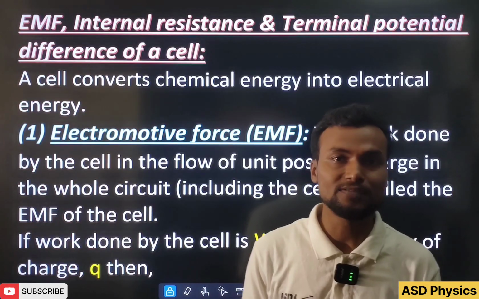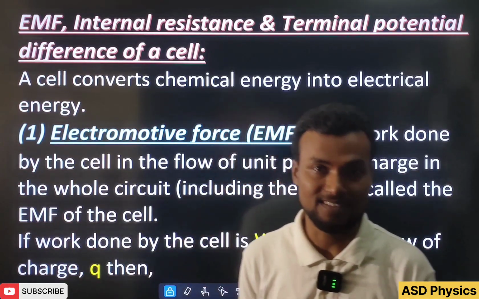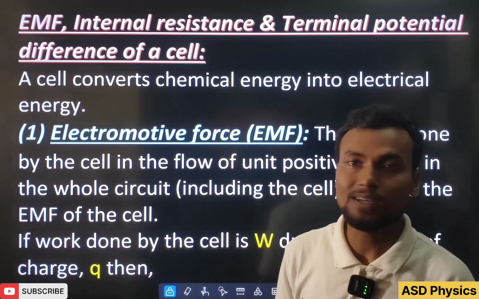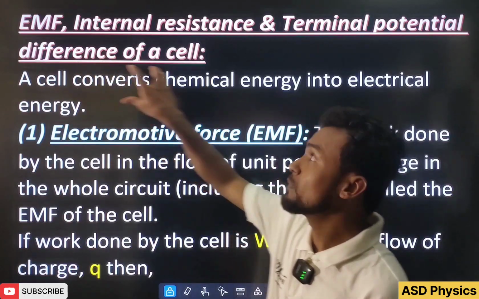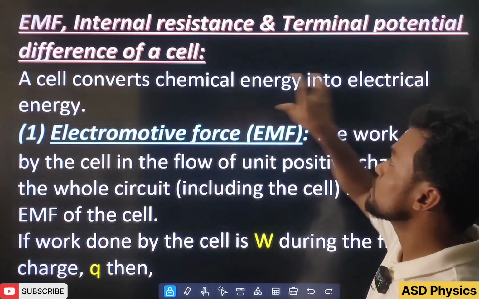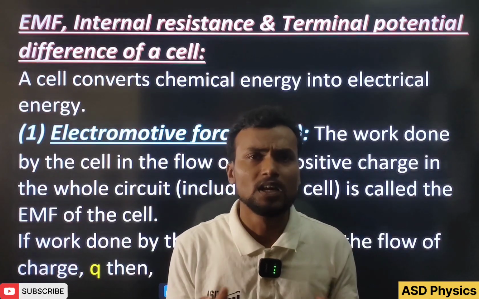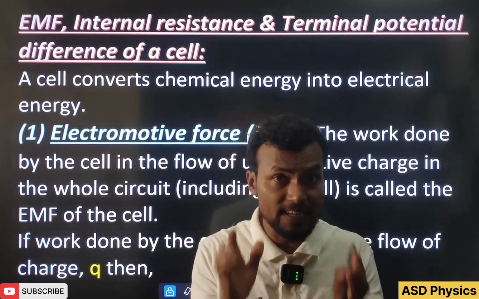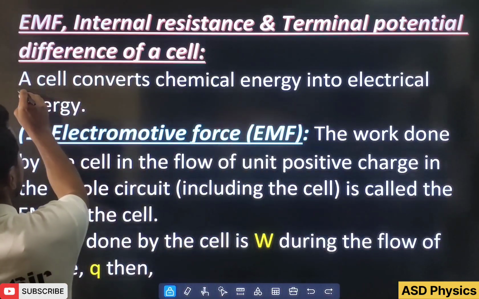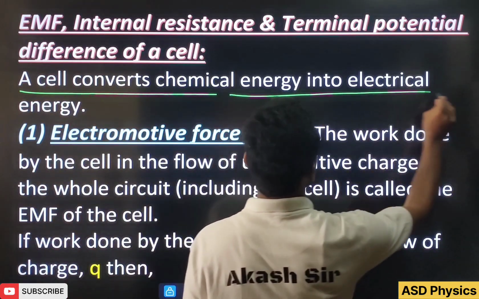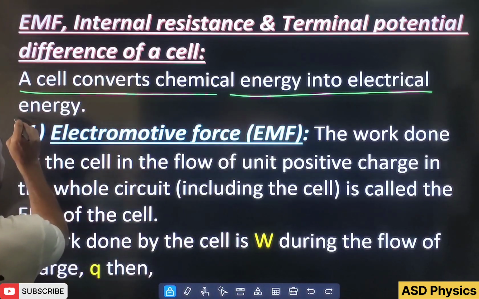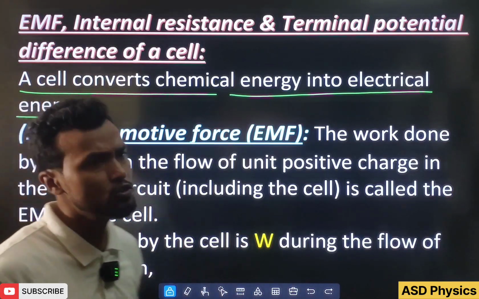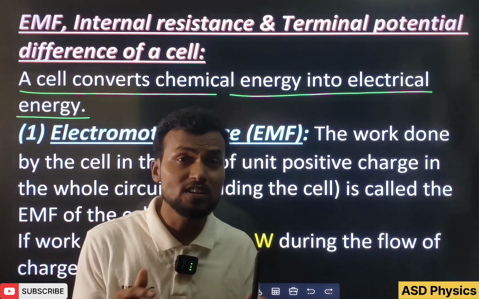So students, in this video we are going to learn about cells, and the important terms in a cell, you can see very well: EMF, internal resistance and terminal potential difference of a cell. Now the question arises, what is a cell? A cell converts chemical energy into electrical energy. In this video we will learn about the electrical energy, but what is the chemical energy?